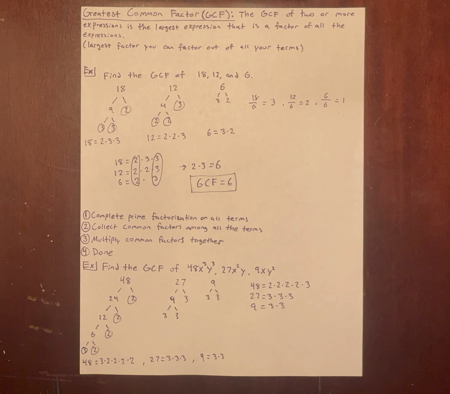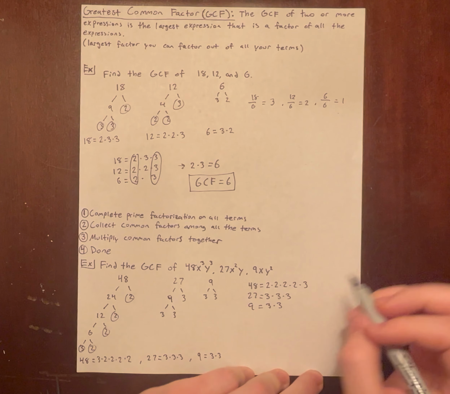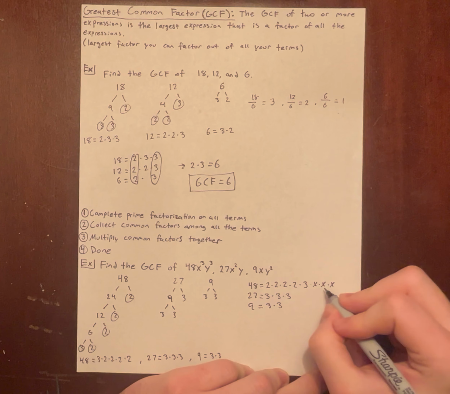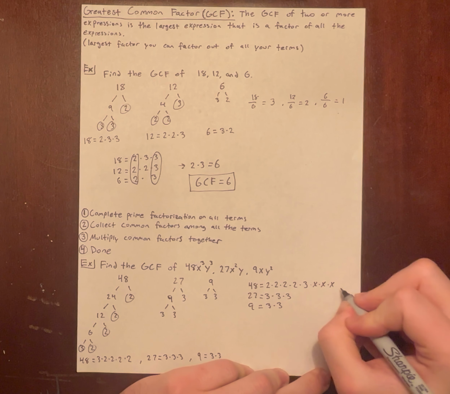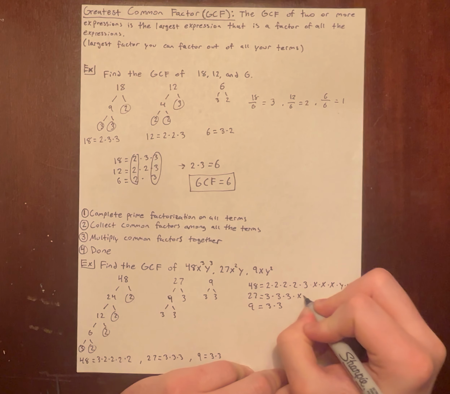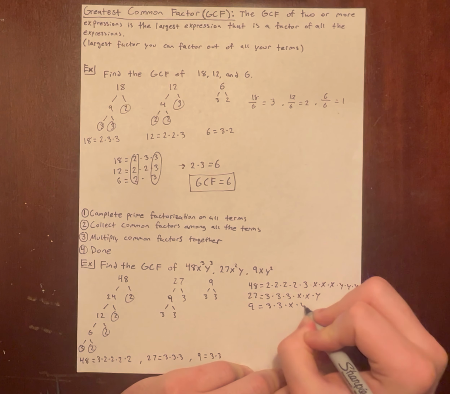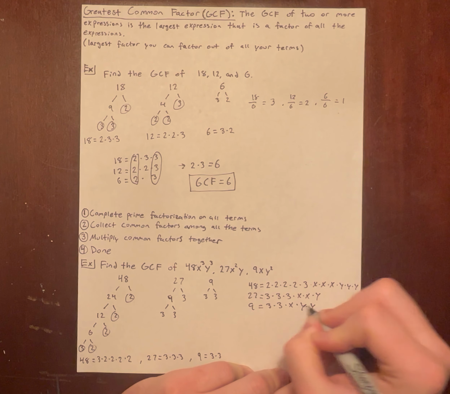Now, another thing I want to point out is we have variables here. So when you're doing this kind of separation by multiplication, also list your variables. So x cubed is just x times x times x. Y cubed is y times y times y. X squared y is x times x times y. And this is x times y squared, which is y times y.